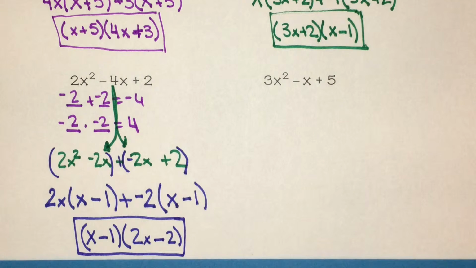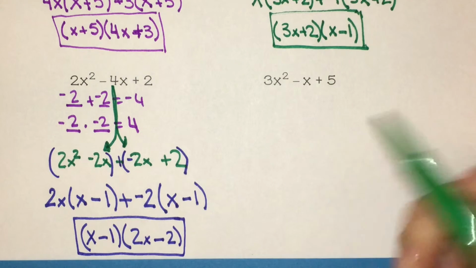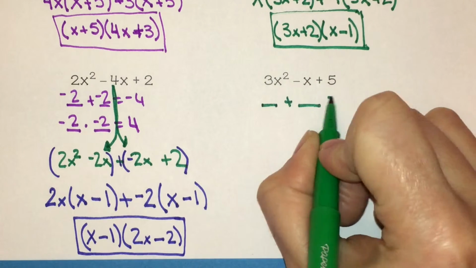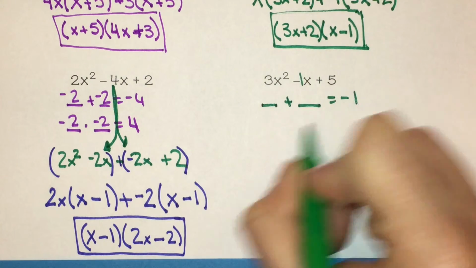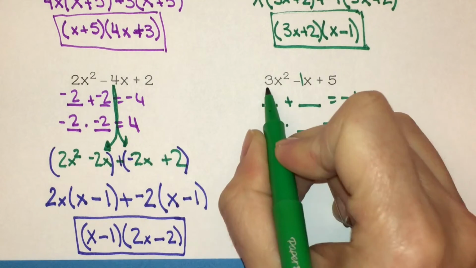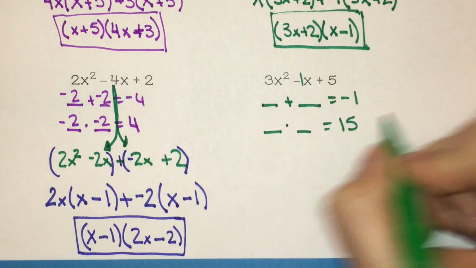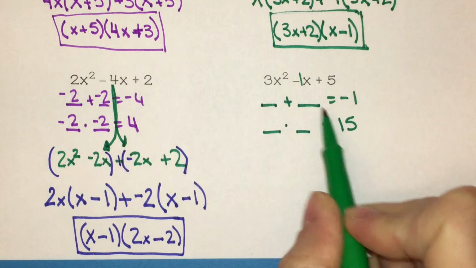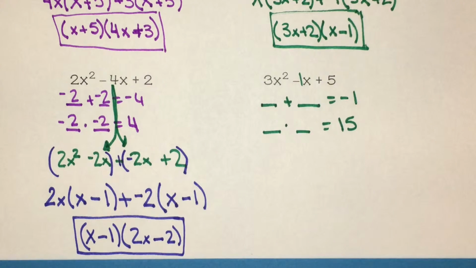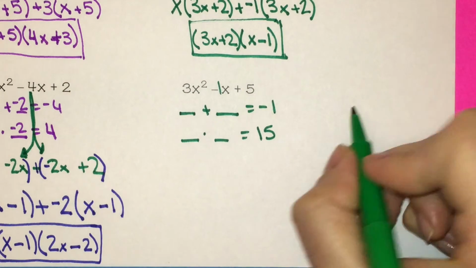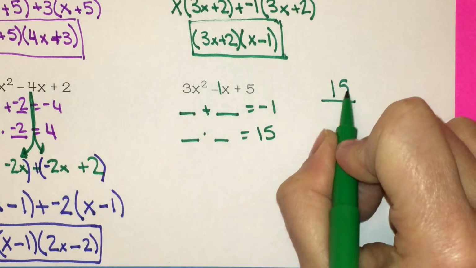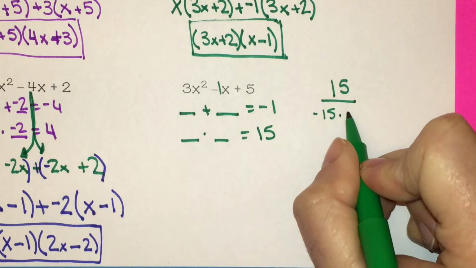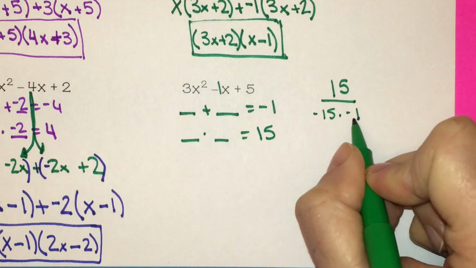All right, then over here, we're going to figure out what we can add together to equal negative 1, multiply together to equal 3 times 5 is 15. Okay, well, if they multiply to equal positive, add to equal a negative, we know they're both negative. So let's look at the factors of 15. So we know they're both negative. Negative 15 times negative 1.